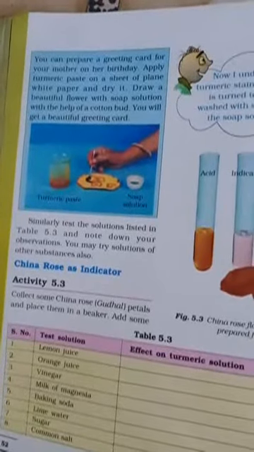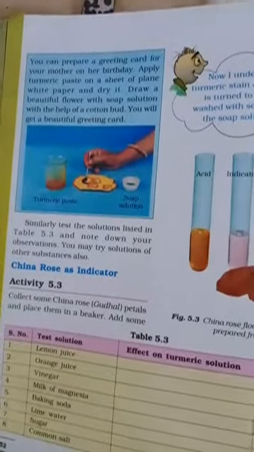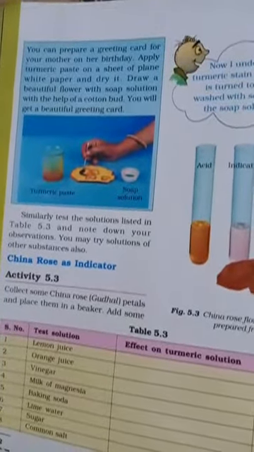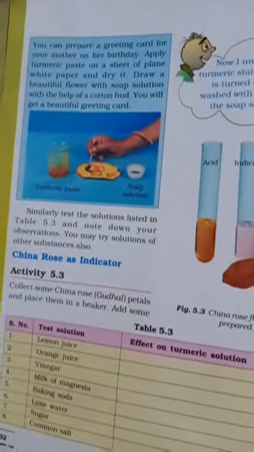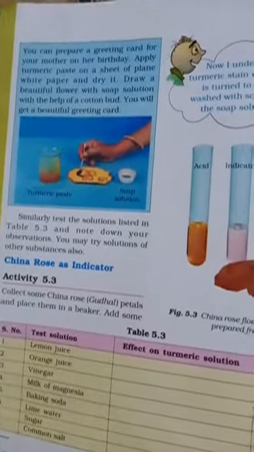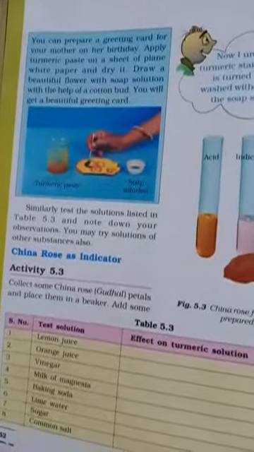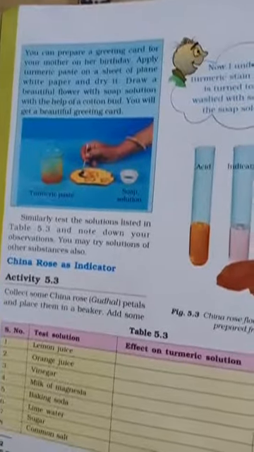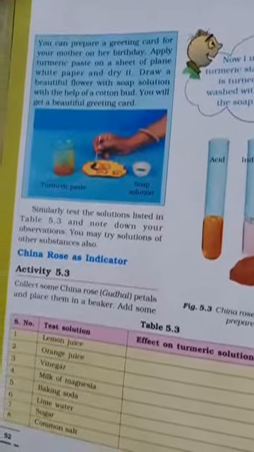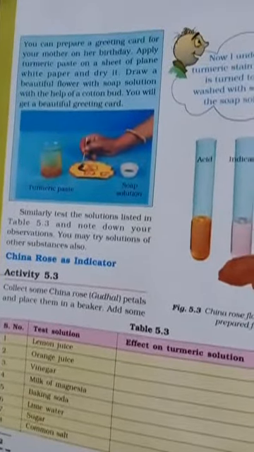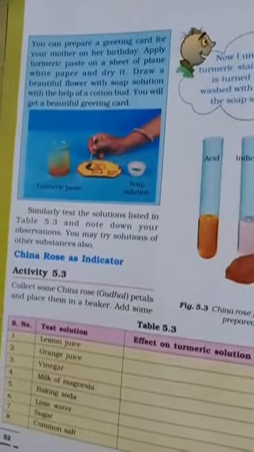When you dry it, it turns into a reddish color, because you know that turmeric turns red with a base. It's basic. The soap solution is basic, so when it is put on turmeric, it is going to turn reddish. This is what you will see here.